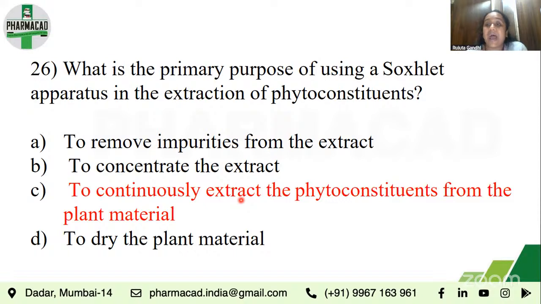The Soxhlet apparatus is used because it has repeated extraction. That cycle goes on in the cycle, right? That is continuously, you can say there is a series of hot maceration. Okay.